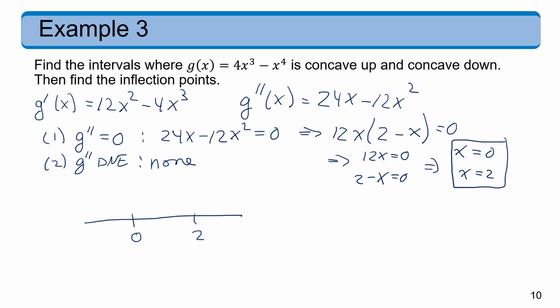So now we'll choose our test points. So I'm going to choose -1, +1, and 3. And then we're going to plug those into g double prime. And if you can factor it, that always makes this easier. And notice we did factor g double prime right here.